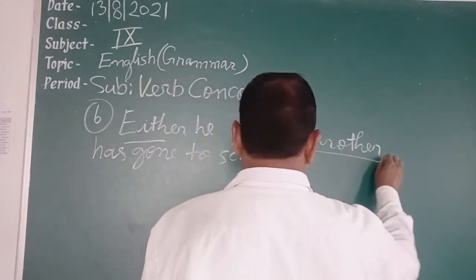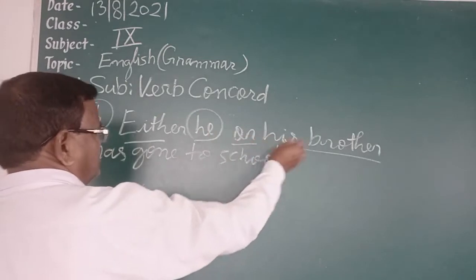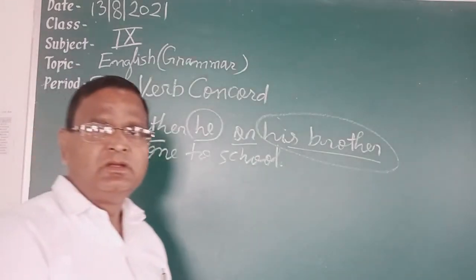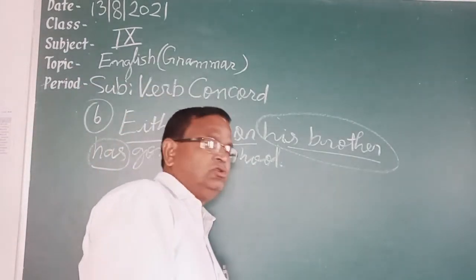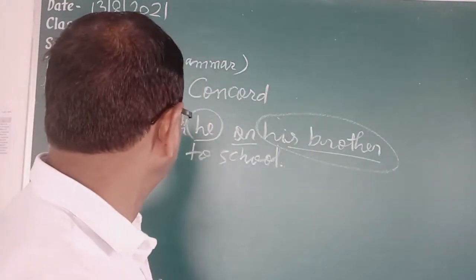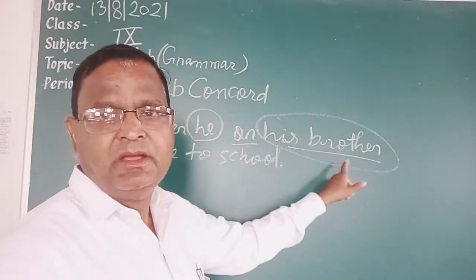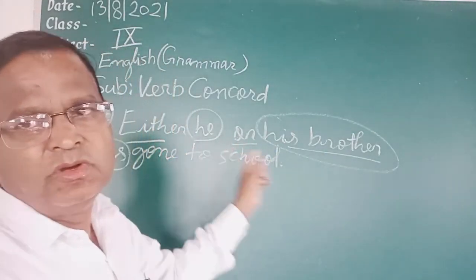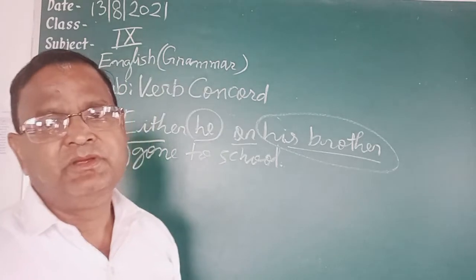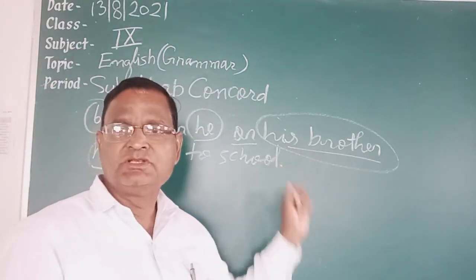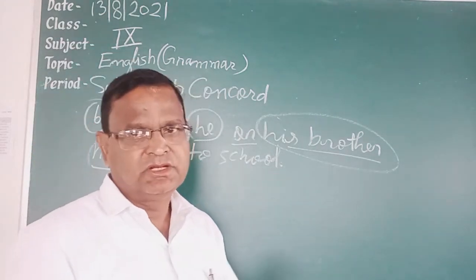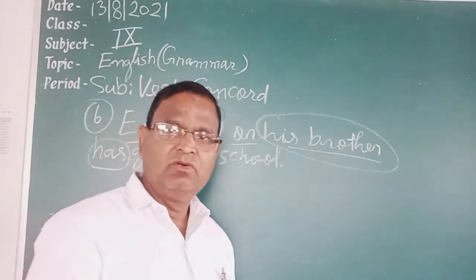Here his brother is singular, or he is singular. These two subjects are singular, so a singular verb has been used here. But students, one more thing you have to keep in mind: if one of the subjects is plural, then a plural verb is used, and this plural verb is put near the plural subject. Near the plural subject means what? First the singular subject will come, then the plural subject will come, and the verb will be plural.